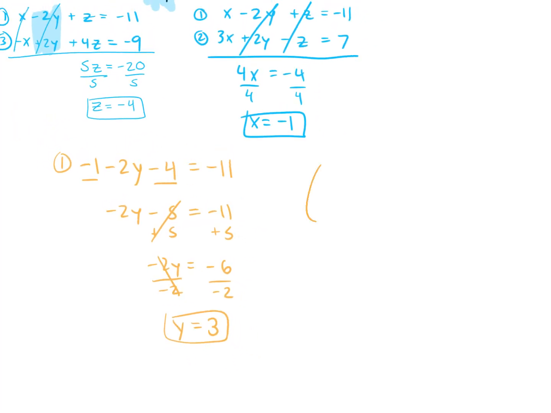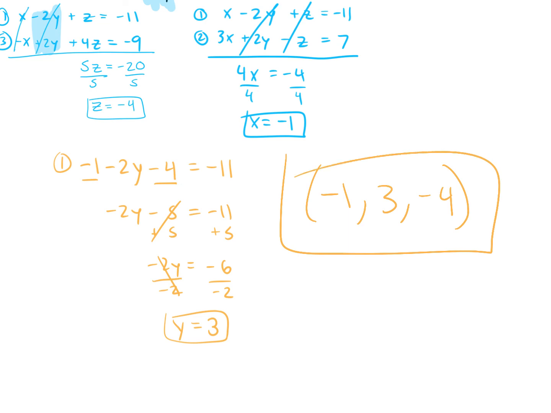So here, how would I write my answer? Awesome. Negative 1, comma 3, comma negative 4. Be very, very careful with your signs and everything. Because even if I plugged in a positive 1, that would give me a totally different answer. So be very, very careful with solving, with your signs. It's super important to be organized for these.